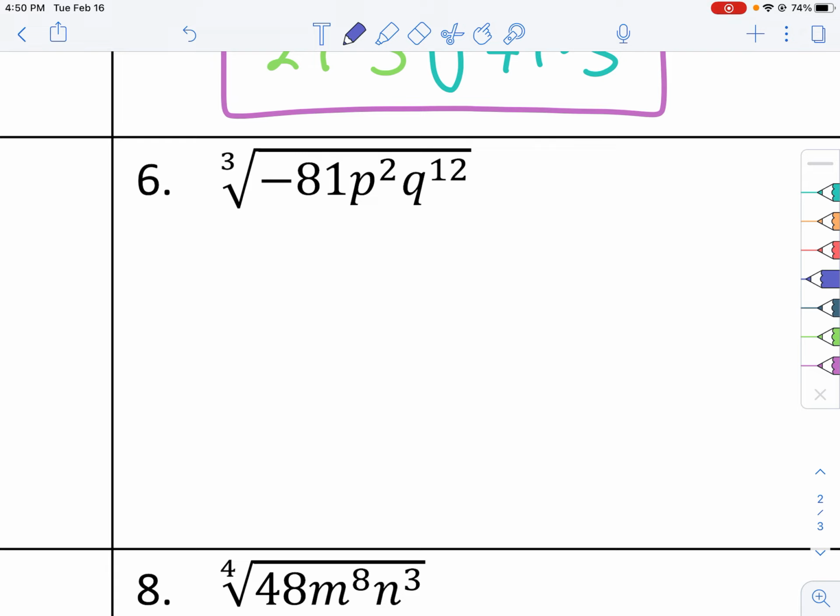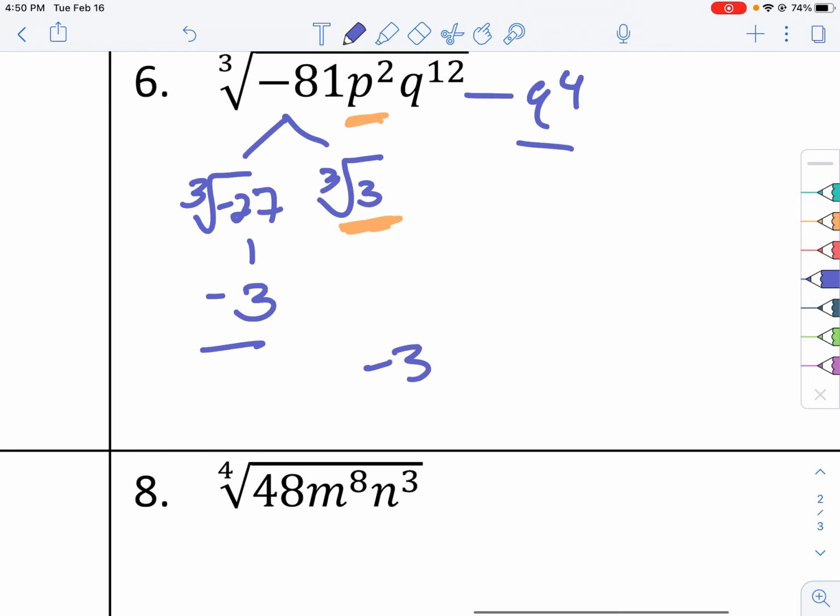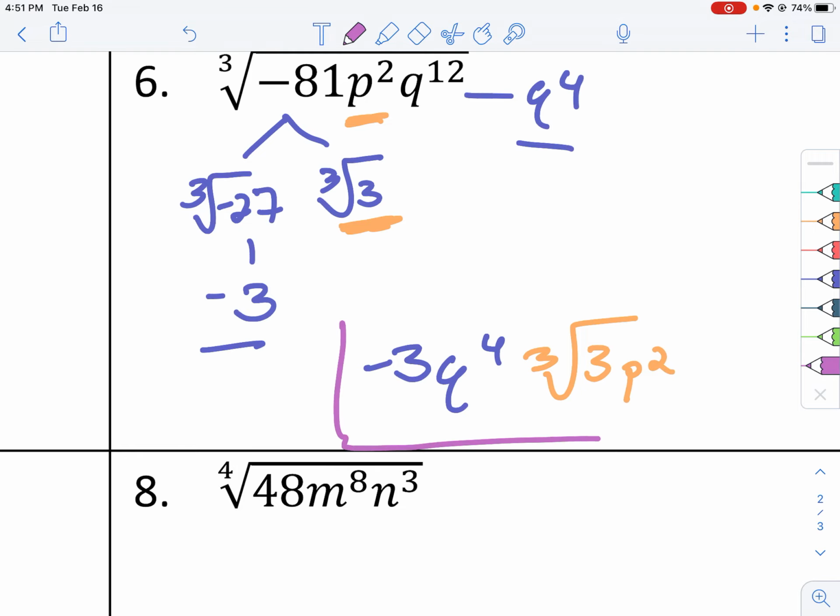Cube root of negative 81, so that's going to be 27 and 3. So the cube root of negative 27, cube root of 3. P squared is going to stay. There's nothing we can simplify p squared down into. Q to the 12th power is going to become q to the 4th power, because 12 divided by 3 is 4. So this is inside, this is inside. This becomes negative 3, so outside and outside. So that's negative 3, q to the 4th. And then cube root of 3p squared. And then there's our solution.